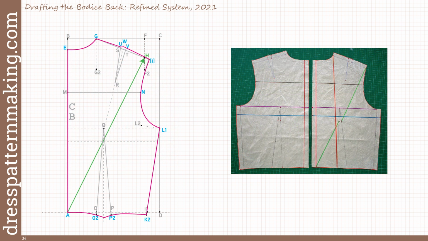Now, a note on the shoulder slope line. On your block, it's not drawn to the shoulder tip because that's your across back measurement. And in reality, when you sew up the dart, then point I would end up being where point H is on the block. But when you draw that line on your toile, it makes sense to draw it from the centre back waist to the actual shoulder tip.